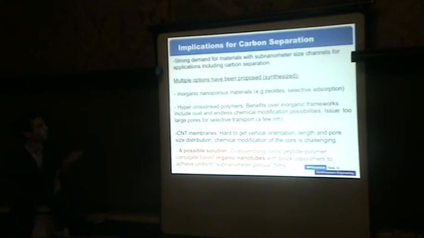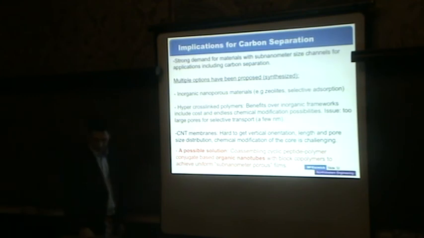Inorganic nanoporous materials and hypercrosslinked polymers are low cost, but they have very large pores, so they're not very selective. Carbon nanotube membranes have also been proposed, but it's very hard to get vertical orientation with these. The length, pore size distribution, and chemical modification of the core are some of the challenges in that technological application. So the idea here is co-assembling these cyclic peptide polymer conjugate based organic nanotubes with some polymers to create these subnanoporous films.